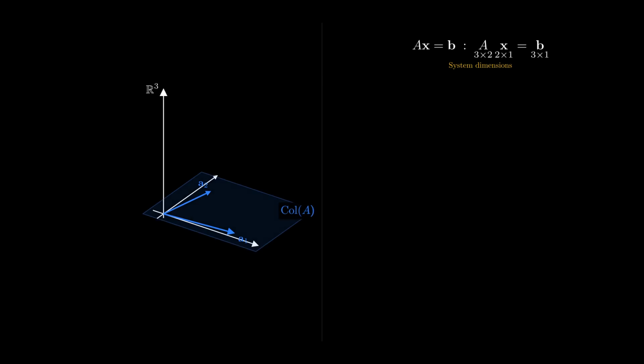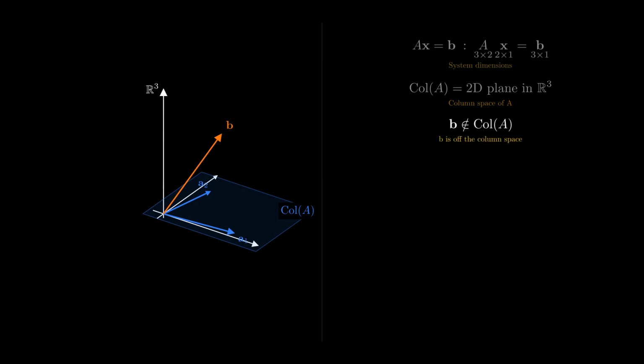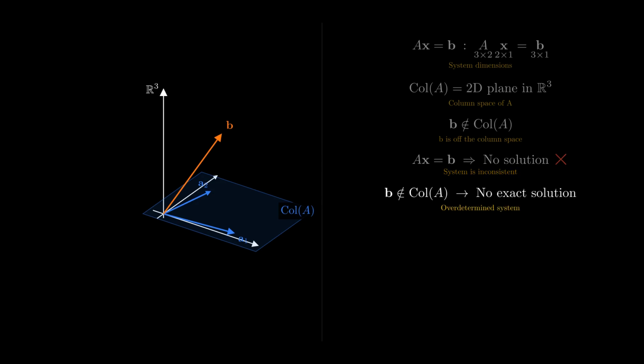The set of all such linear combinations is called the column space of A. Geometrically, this is a 2-dimensional plane passing through the origin in 3-dimensional space. Now, if b lies on that plane, the system has a solution. We can find some x that produces b. But if b sits off the plane, no choice of x can produce b. Ax equals b has no solution. This is what overdetermined means: more equations than unknowns, and generically no exact answer exists.